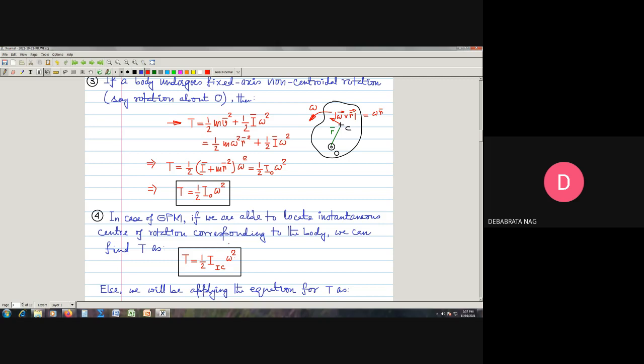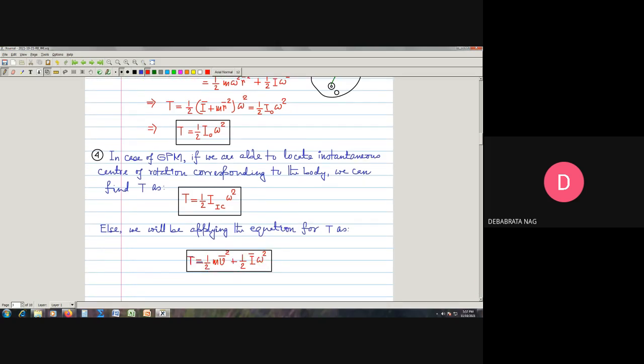If it is not possible or if it is inconvenient to locate the instantaneous center, because it may not be possible all the time, or even if it is possible, the associated geometry may not be very conducive for us, in that case, of course, we can apply the general equation of the kinetic energy, which is being given by this particular thing, which is going to be true under all circumstances, and therefore we can treat this equation as the most general representative equation for the kinetic energy of a rigid body.